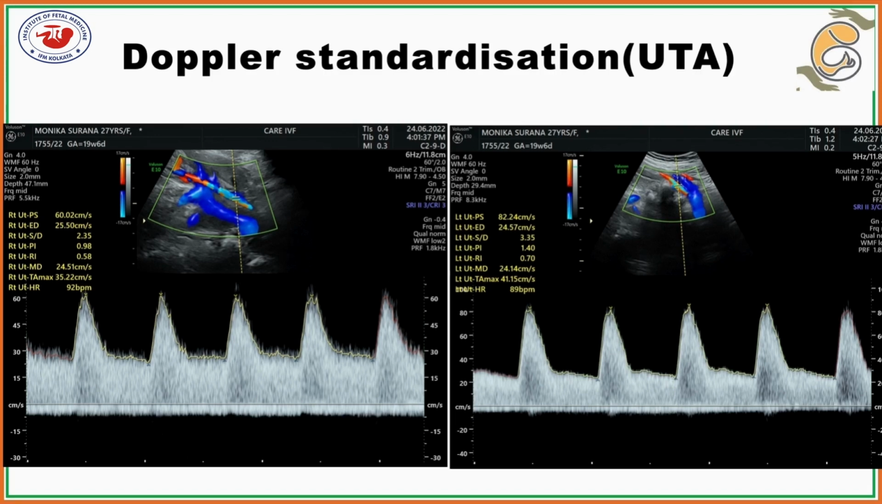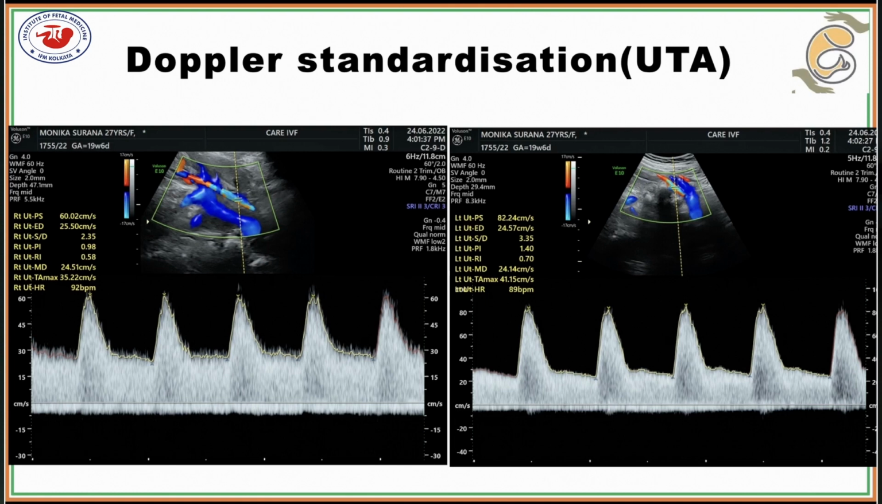It should be more than 60. If it is less than 60, that means you are not into the main uterine artery, you are into the arcuate artery or spiral arteries, whatever. So we need to change the axis of this one? Do we need to change the axis for the peak systolic velocity?